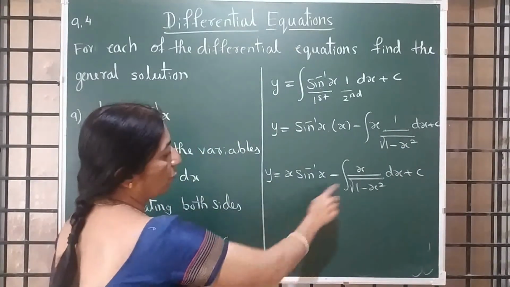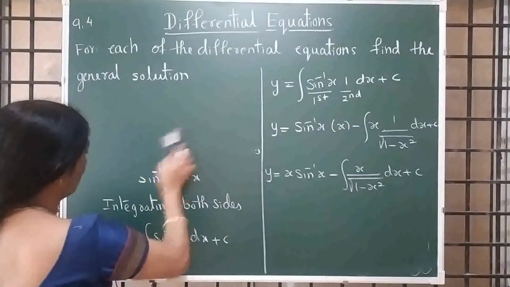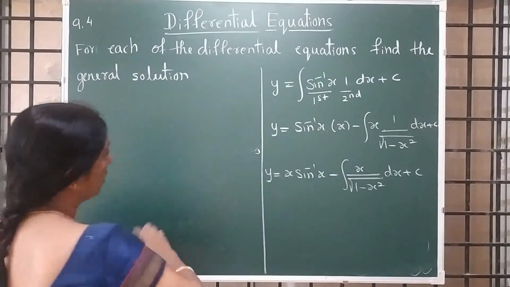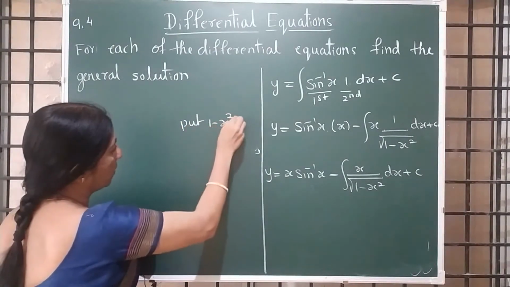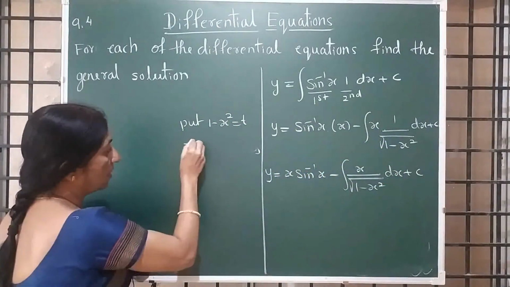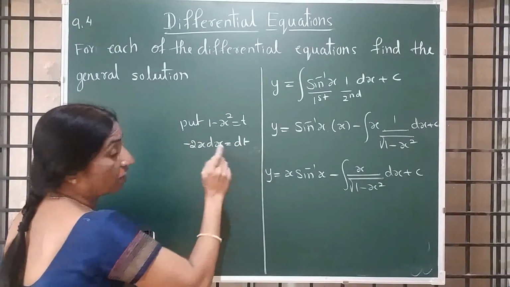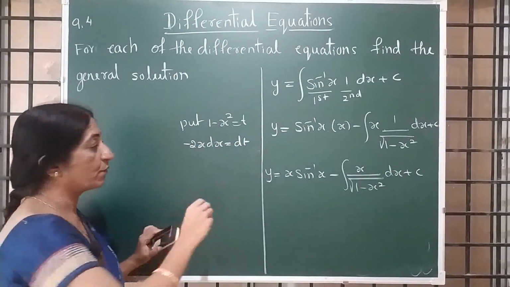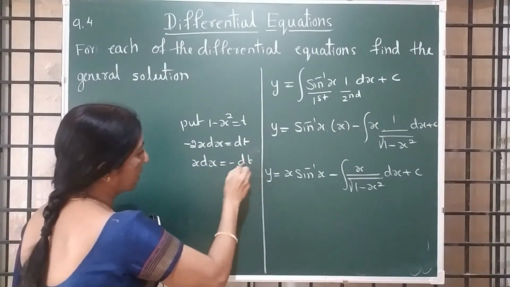You know how to integrate this. If you are thorough in the basic formulas, directly you can write. Have you remembered that formula? If you do not remember, then put 1 minus x square is equal to t. Differentiate that. Already you are familiar with the method of substitution. It is x into dx is equal to minus dt upon 2.